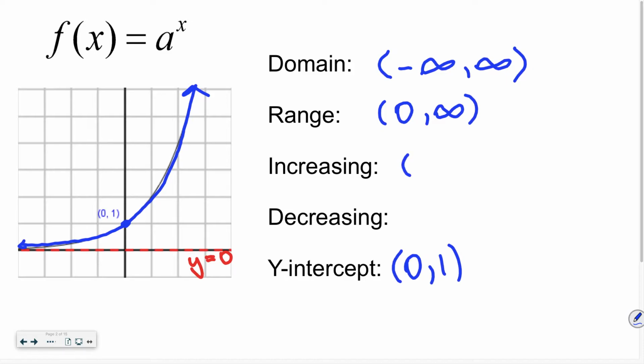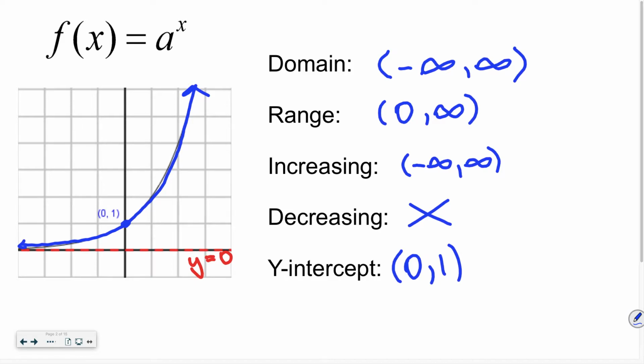Increasing, we are always going to have an increasing function. In this case, we call this exponential growth, right? You might talk about that in your science class. Yes? Exponential growth? And this function doesn't decrease. The only thing that's going to change is how fast this grows. If we have 2 to the x compared to 10 to the x, one's going to grow a little faster than the other.